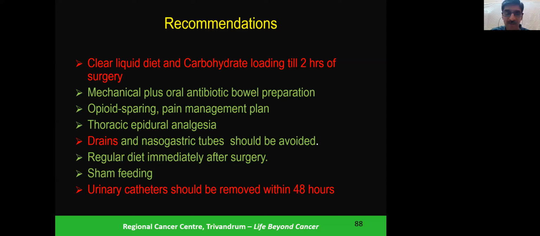So it's a matter of your institute's practice, and most of the things that we're conventionally doing, we need to do. Don't put in a Ryle's tube. You don't need a Ryle's tube for rectal cancer surgery. Bowel preparation, we do it, especially for laparoscopic surgery for the ease of handling the bowel. And I don't think the bowel preparation will add on to your post-operative stay. Speeding up the discharge is possible. Fifth day or sixth day, you can do that.